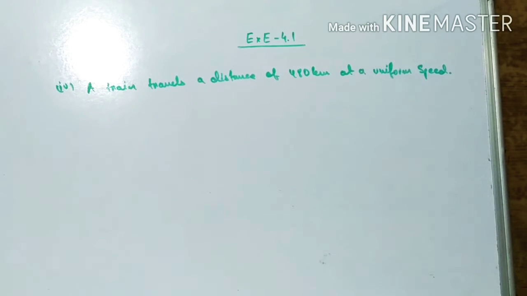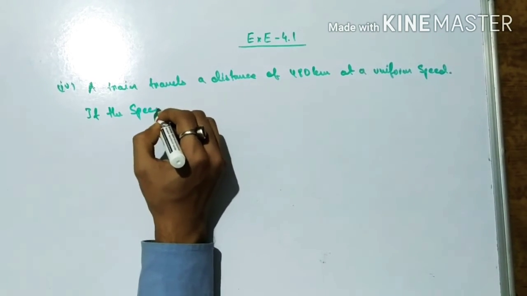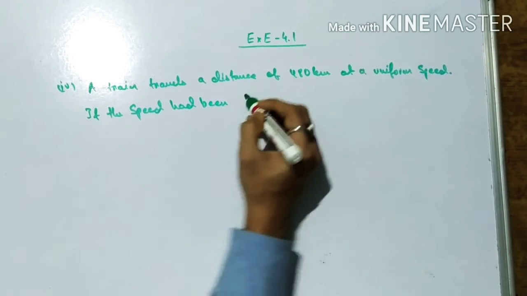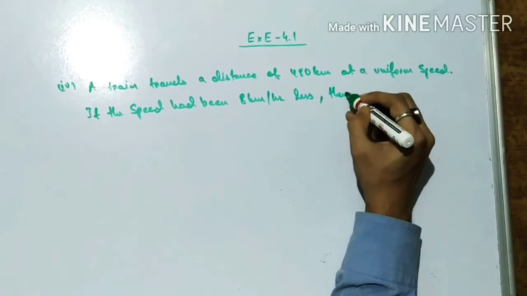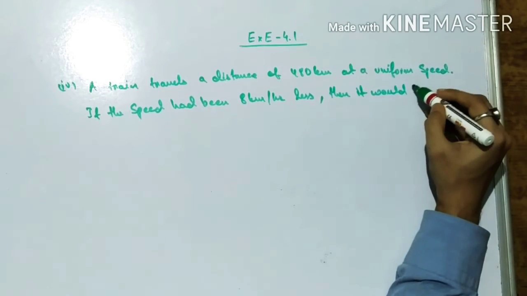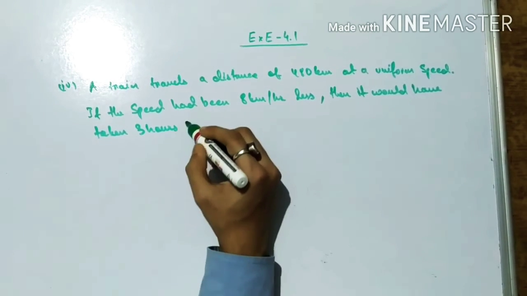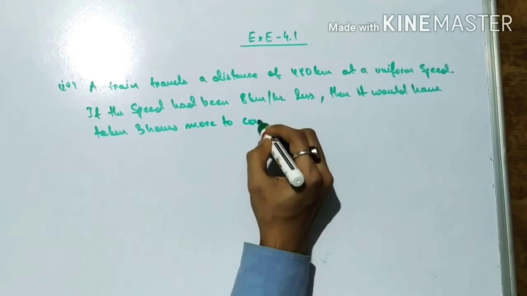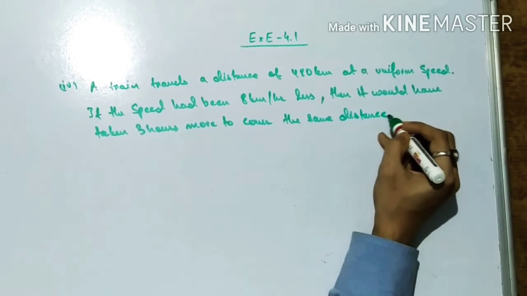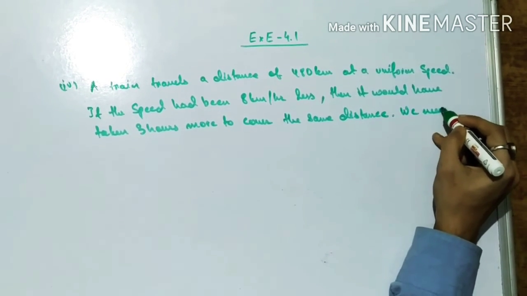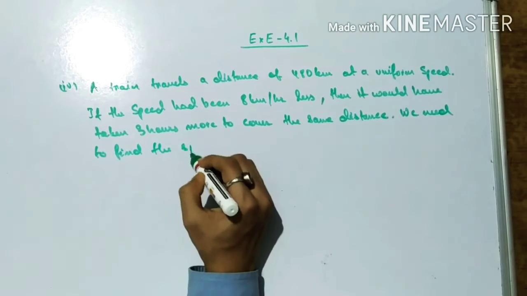Next, it says if the speed had been 8 km per hour less, then it would have taken 3 hours more to cover the same distance. We need to find the speed of the train.